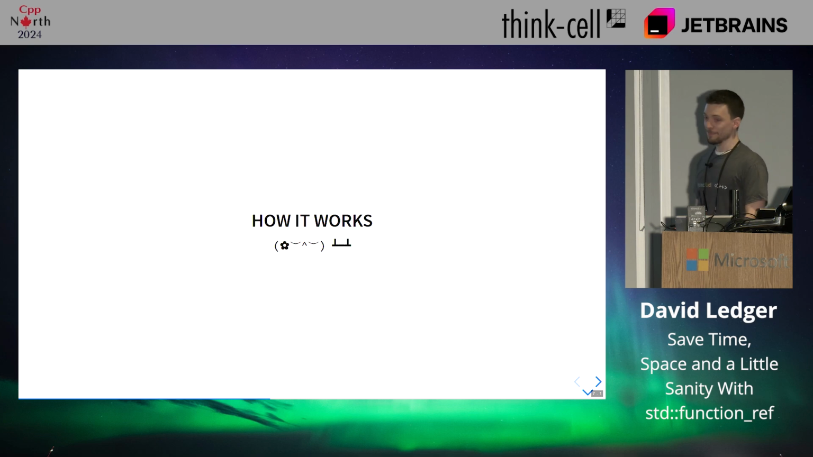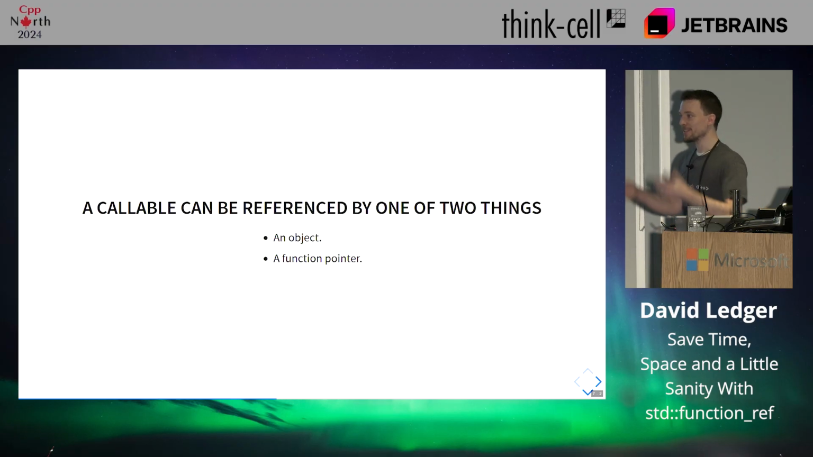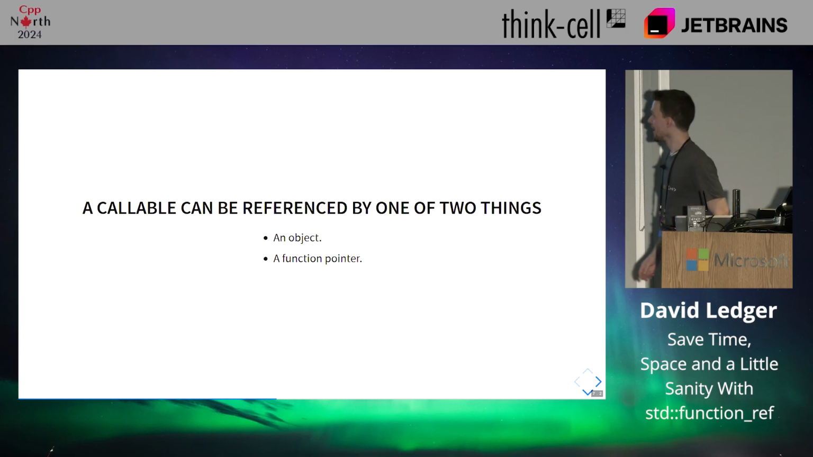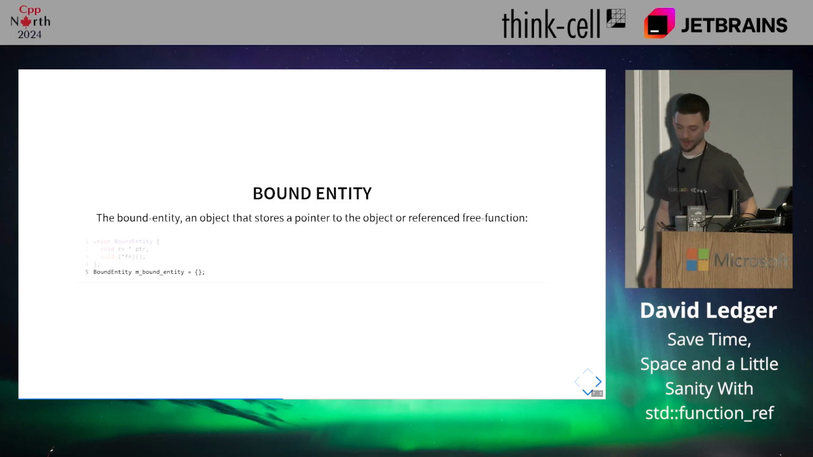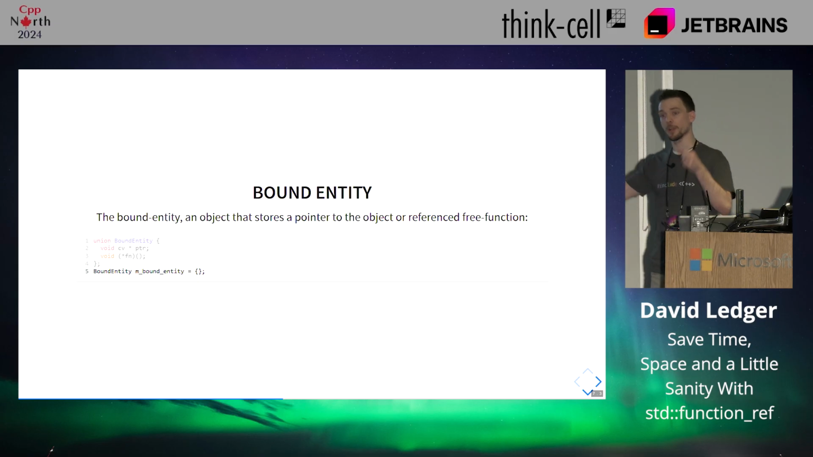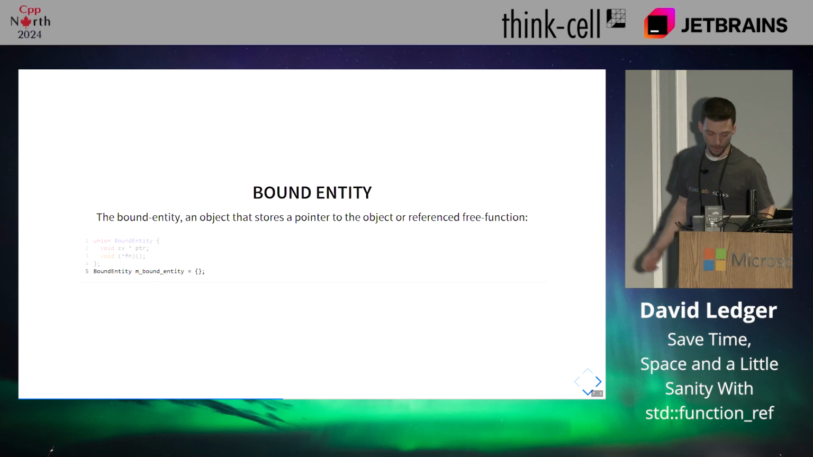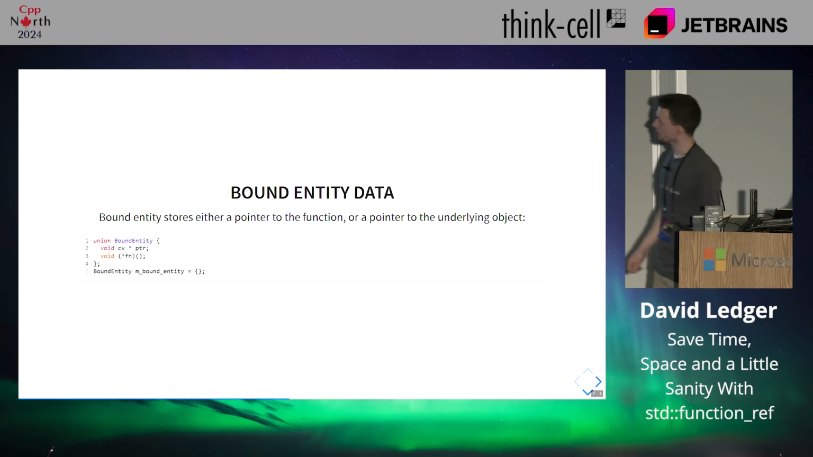So with that out of the way, how does it work? How's standard function ref made? Well, it needs to reference two types of callables, an object or potentially a free function. So let's bind those into something called a bound entity. We're storing only one of these at a time. It's a reference to a single callable. So we've made it a union.